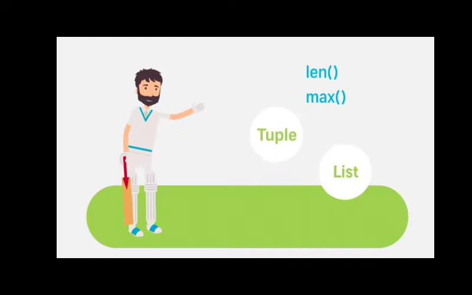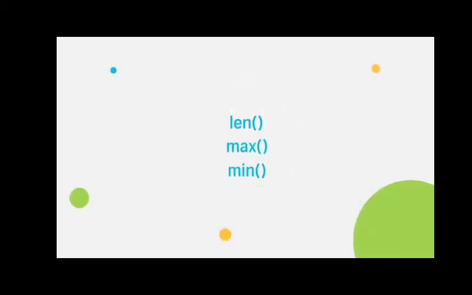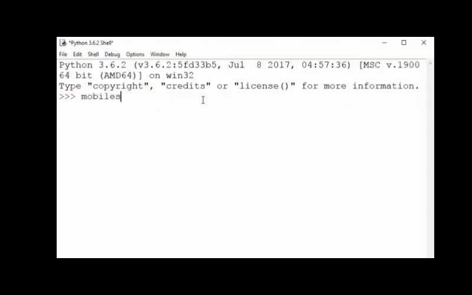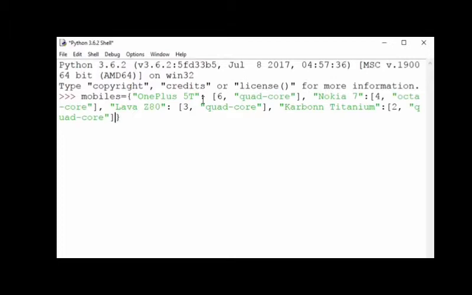In the previous topics, you learned about functions such as len and max that help us in examining data types such as list and tuple. Let's look at three of these built-in functions which can also be used with the dictionary data types. The len function returns the number of key-value pairs in a dictionary. Simply write len and the name of the dictionary in parentheses.